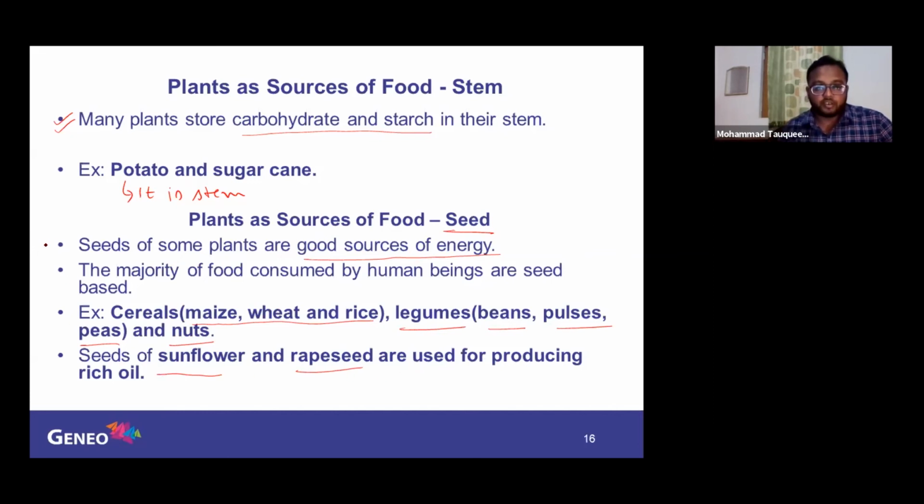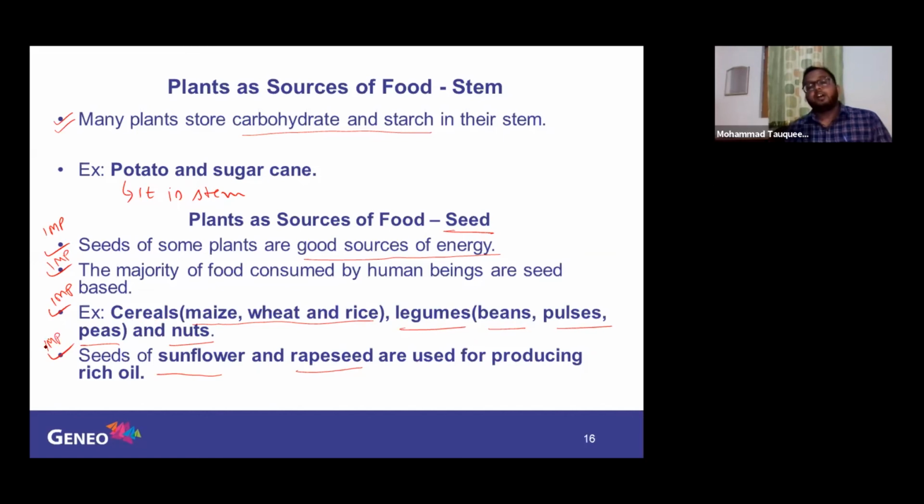This is important. All these four points are very important, and you have to remember them for seeds. One important thing to remember is what is cereal, what is legume, and what is nuts. Cereals are maize, wheat and rice. I have given all the examples in brackets. Legumes are beans, pulses and peas, and nuts. Seeds of sunflower and rapeseed are used to produce rich oil.